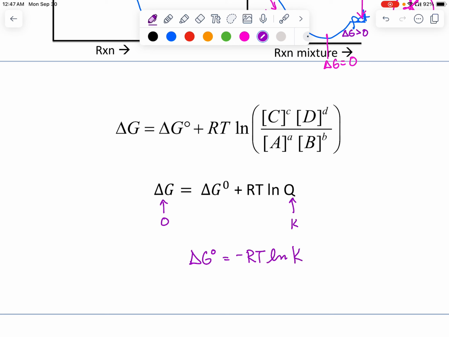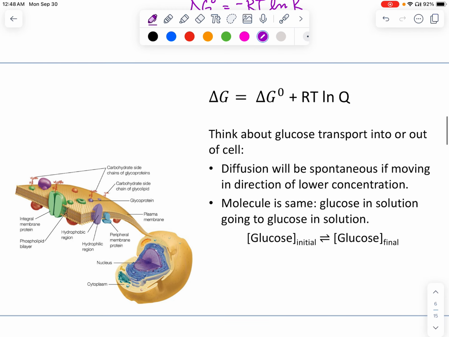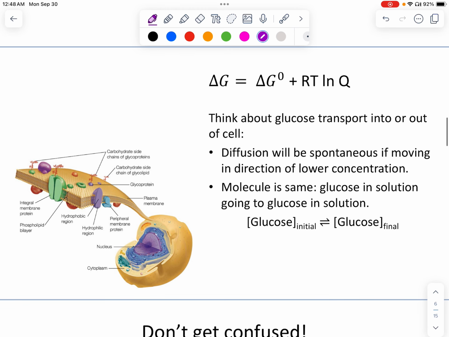Now we want to apply this to diffusion. We talked really about chemical change. We want to talk about diffusion, which is more of a physical change. So think about glucose transport into or out of a cell. We could have glucose going this way, we could have glucose going that way. Which way is spontaneous will depend on the concentration gradient, because remember it's spontaneous if we're moving in the direction of lower concentration.